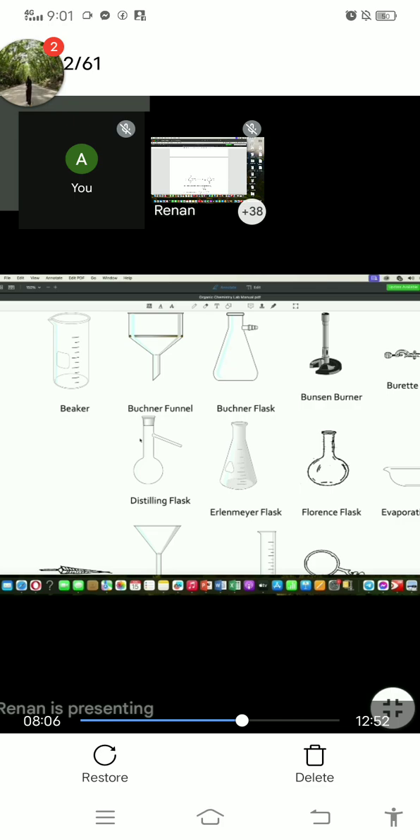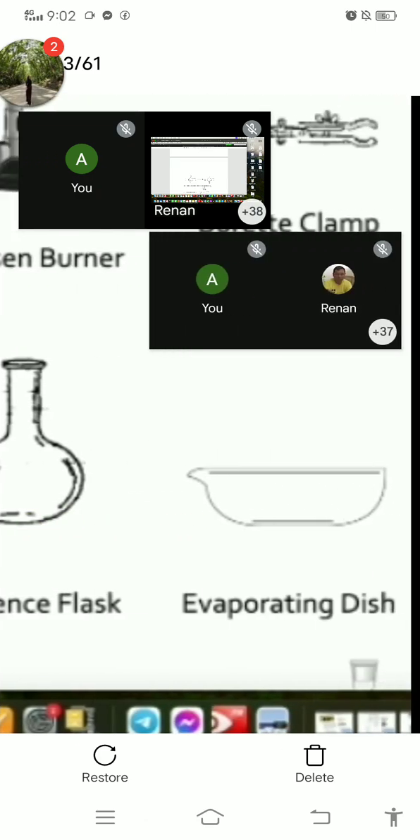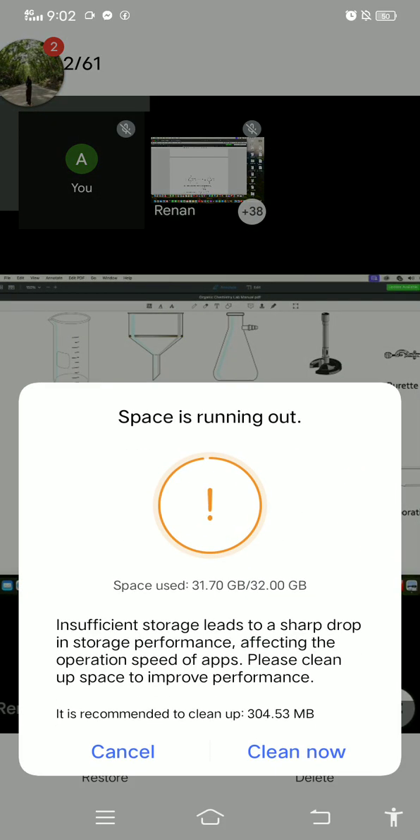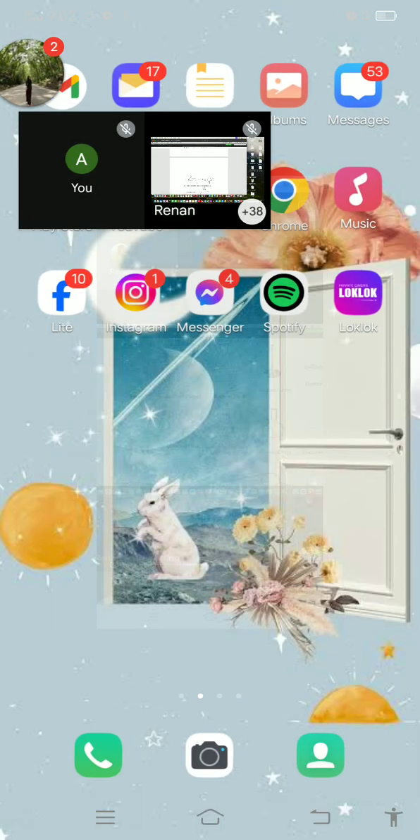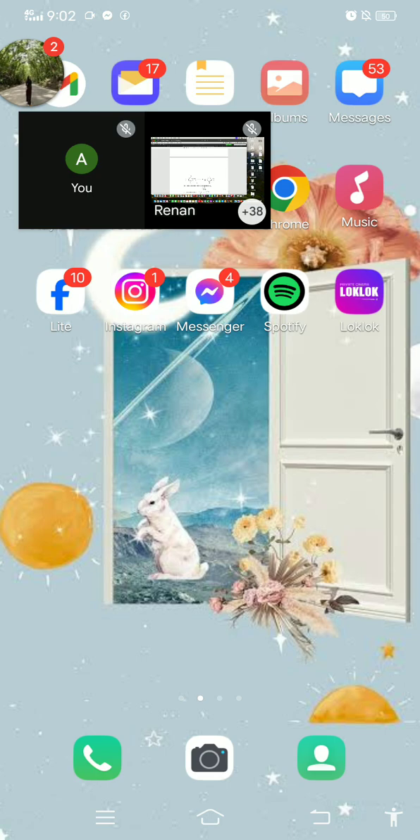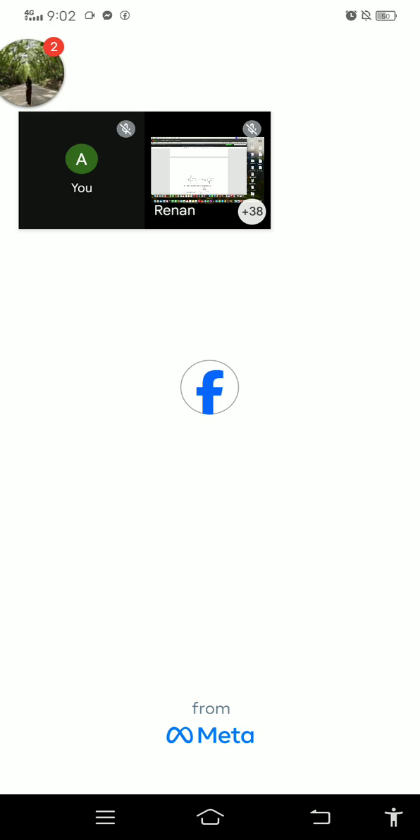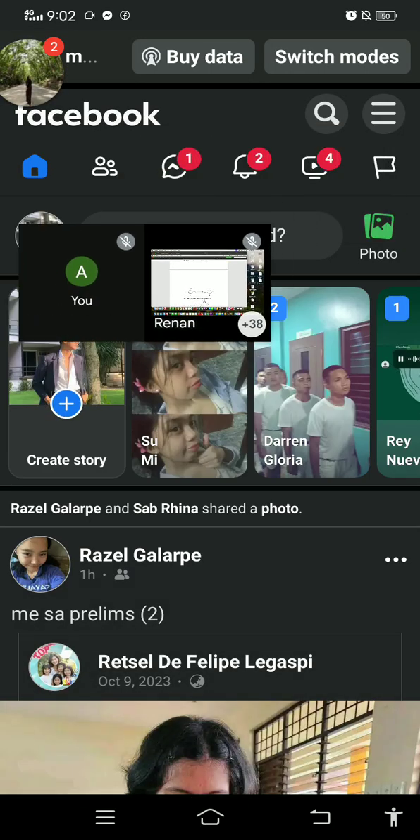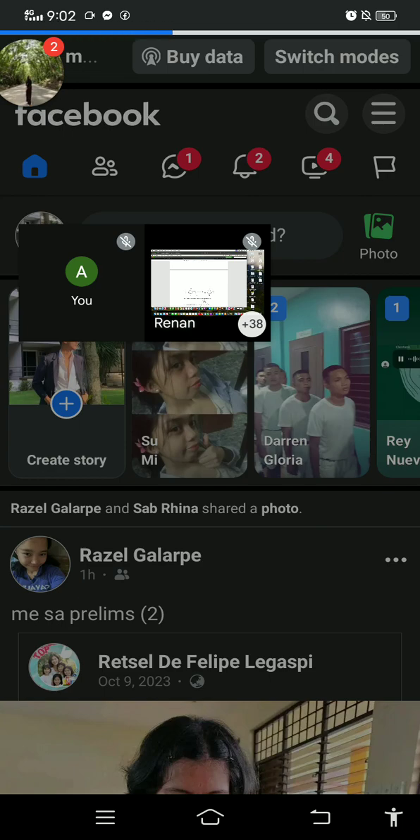So how do you form a benzene? 1, 2, 3, 4, 5, 6. You might be asking me, 1, 2, 3, 4, 5, 6, is that not the same with cyclohexane? No, it's not. Cyclohexane is not.